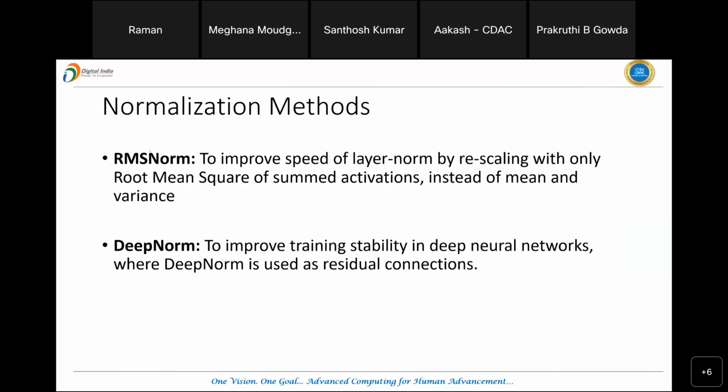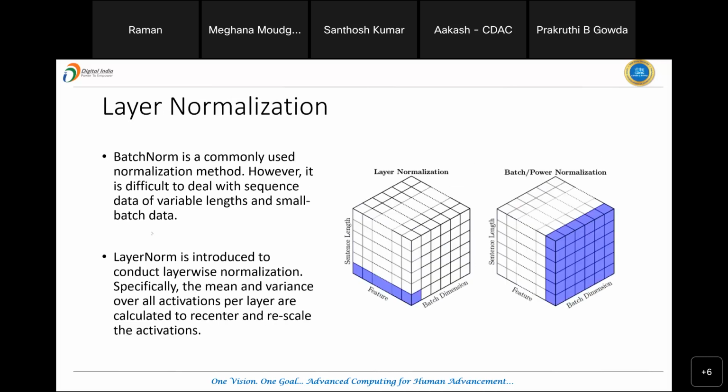Going forward, there was a new advancement called the RMS norm. Instead of taking the mean and the variance, they just use the root mean square, and that slightly improves the speed. And then you have the deep norm. Again, this was an advancement from a research point of view, where they try to improve the stability in very deep neural networks. Right now, there's not much difference in terms of what normalization method is being used. Although these two methods show some improvement, people still stick with layer norm, and it works fine for most of the cases.